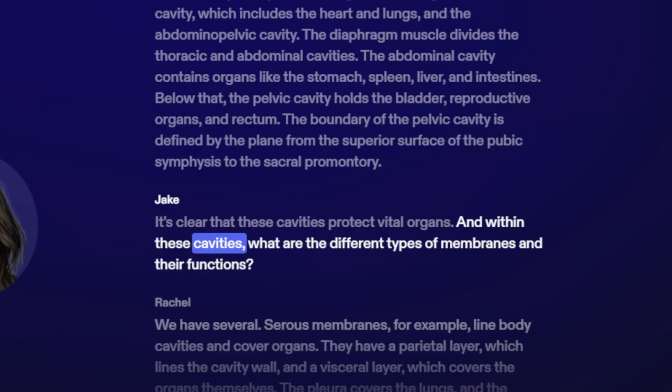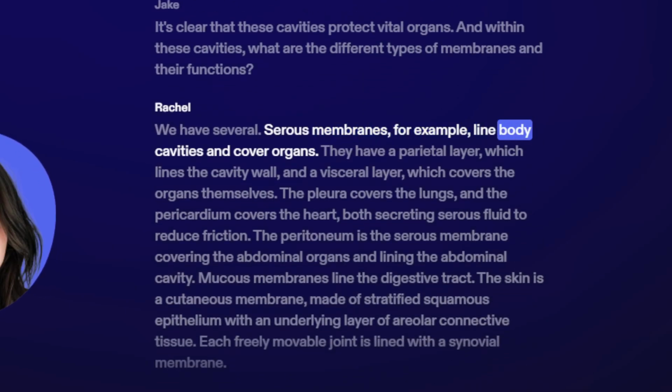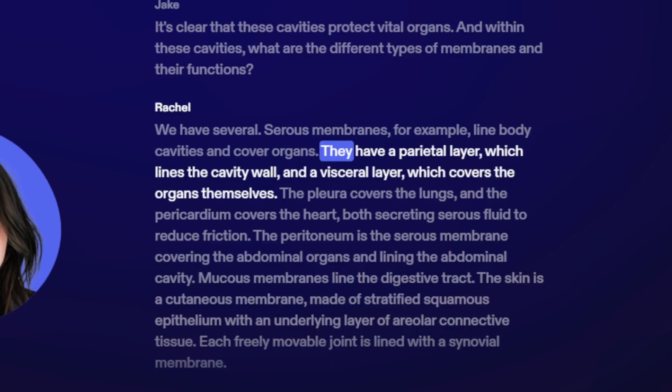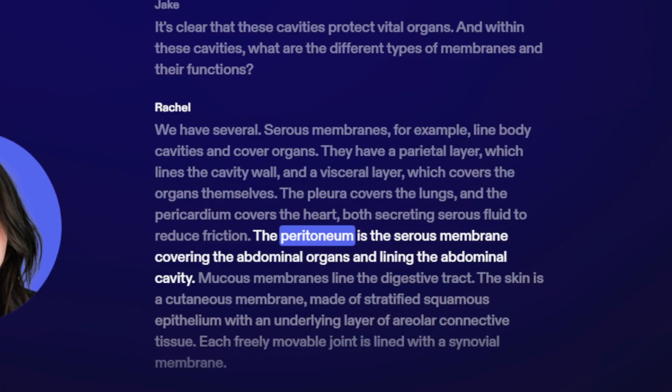And within these cavities, what are the different types of membranes and their functions? We have several. Serous membranes, for example, line body cavities and cover organs. They have a parietal layer, which lines the cavity wall, and a visceral layer, which covers the organs themselves. The pleura covers the lungs, and the pericardium covers the heart, both secreting serous fluid to reduce friction. The peritoneum is the serous membrane covering the abdominal organs and lining the abdominal cavity.